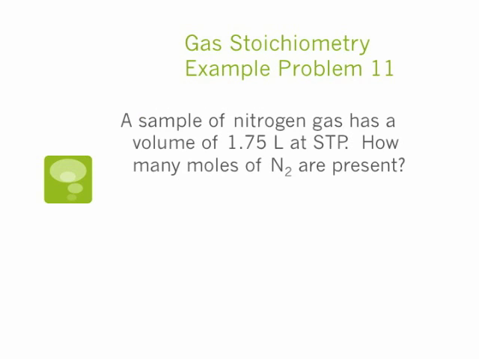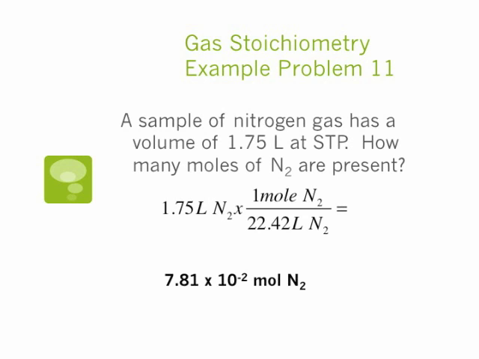I will work through a simple example problem as a review. This is number 11 in your example packet and is worked out in your textbook step by step on page 195. The problem says, a sample of nitrogen gas has a volume of 1.75 liters at STP. How many moles of nitrogen are present? This is a dimensional analysis problem. You may want to go ahead and pause the video and try this one on your own.